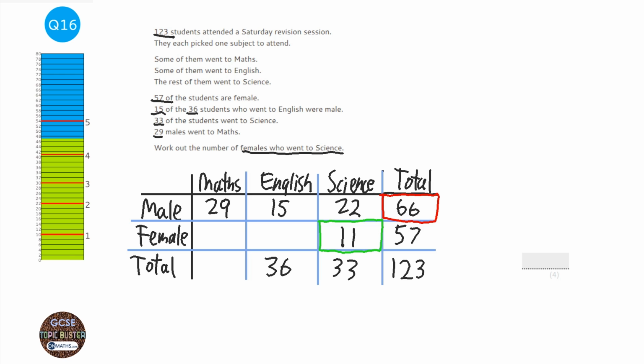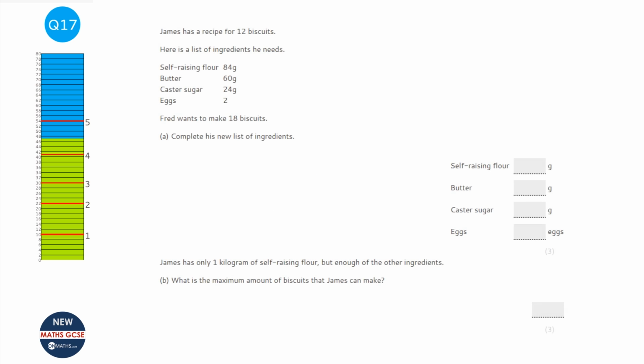Now there's different ways of doing this question, and actually you didn't need to do a two-way table for this question. It's just a lot easier to check your answer, and I find it a lot quicker. So if you have this type of question, a two-way table is probably the way to go.